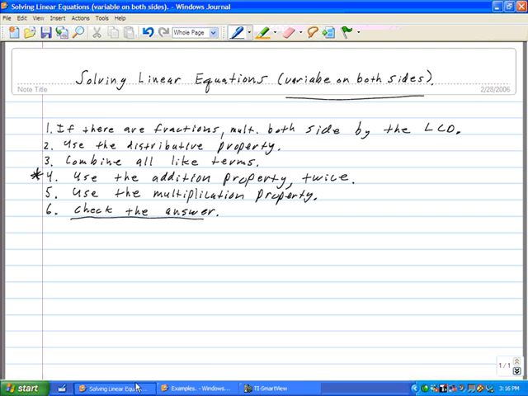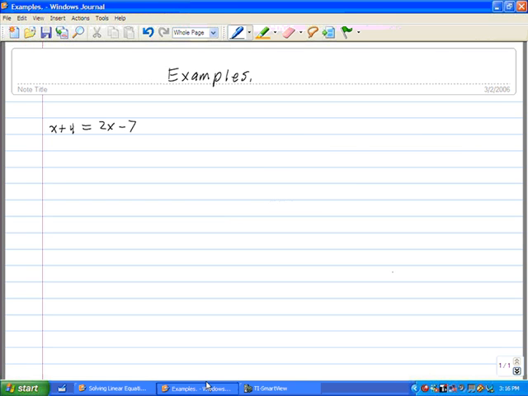Number 3 is to combine like terms, and again let me point out that even though technically x and 2x are like terms, we are specifically wanting to combine like terms that are together on the left or on the right, and that we don't have. So now we're ready to use the addition property. Let's look at what we have and what needs to move.